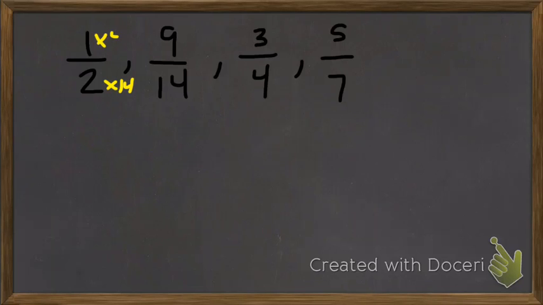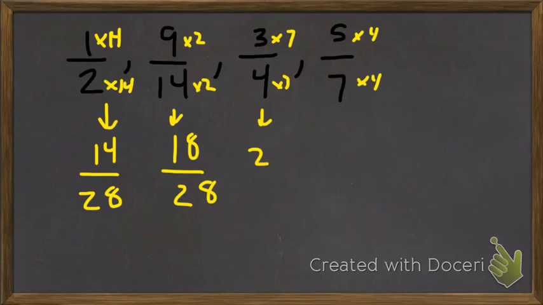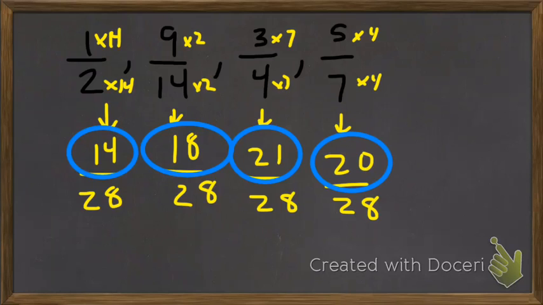So we multiply this one by 14, 9/14 by 2, 3/4 by 7, and 5/7 by 4. We're going to get 14 over 28, 18 over 28, 21 over 28, and 20 over 28. Now we do what we did before and we look at the numerators, 14, 18, 21, and 20.